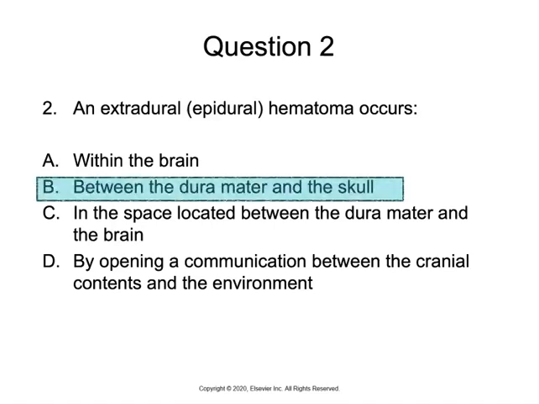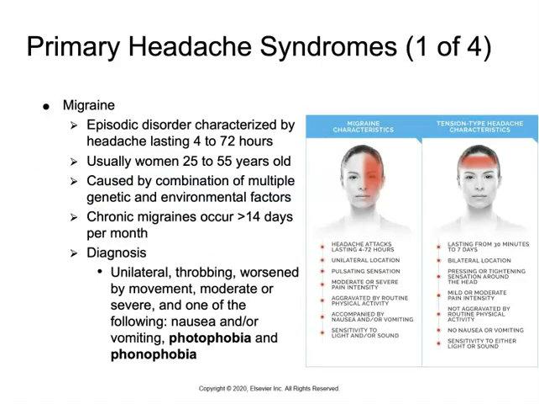If you answered between the dura mater and the skull, you are correct. Moving on to primary headache syndromes. And to start us off in that category, we're going to talk about migraines, which are the most common episodic headache disorder that can last between 4 to 72 hours.